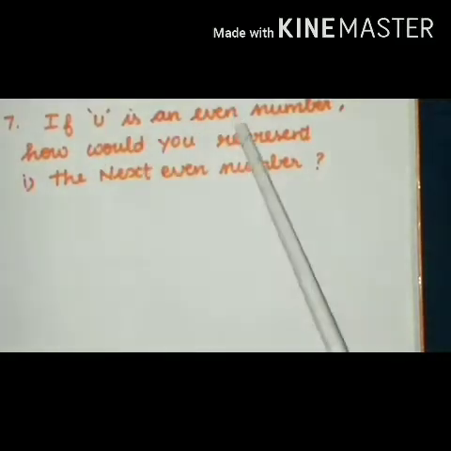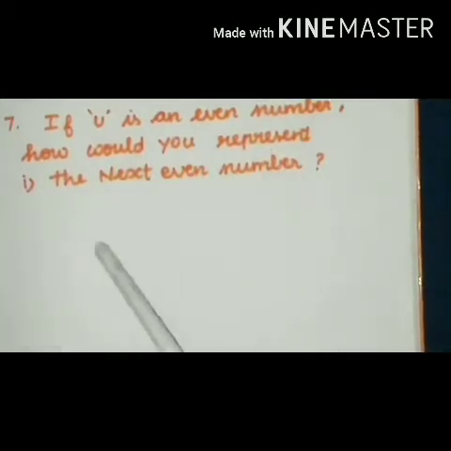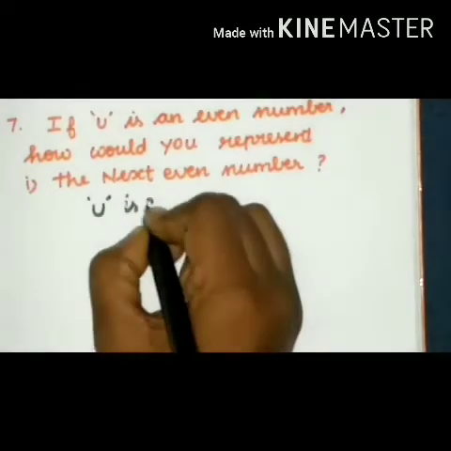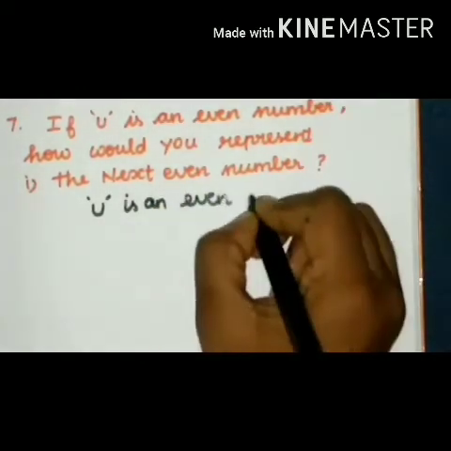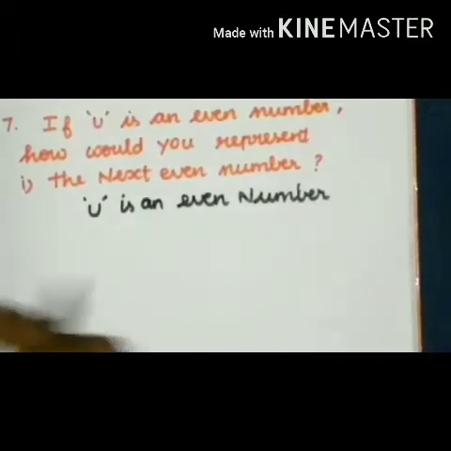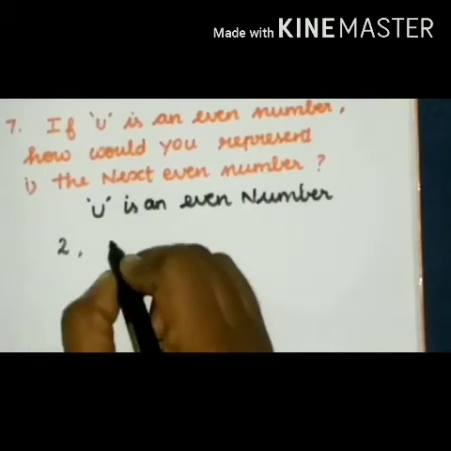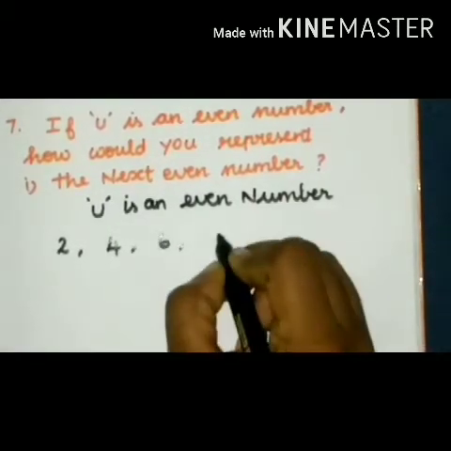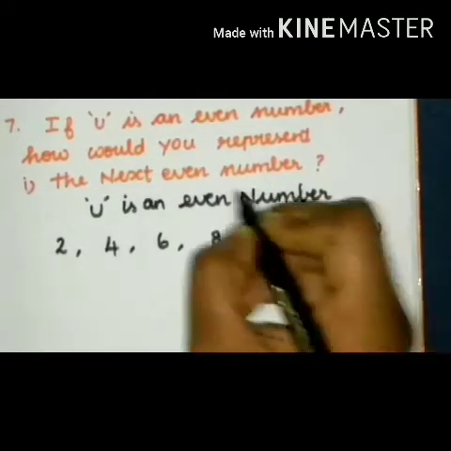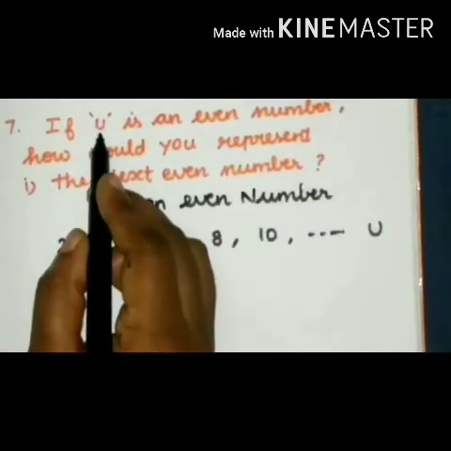If u is an even number, how would you represent the next even number? You have to find the next even number. In the question, it's given that u is an even number. As you already know, even numbers are 2, 4, 6, 8, 10 and it goes on up to u, because here the variable is given as u.